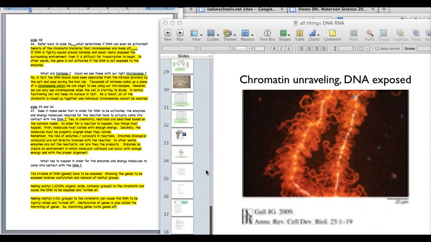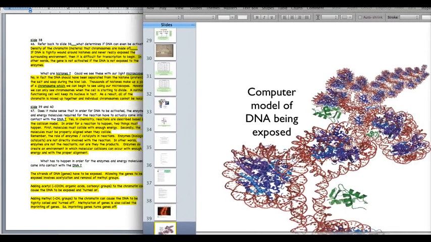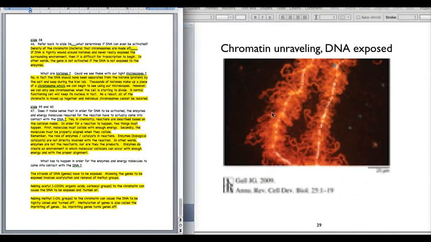I just wanted to emphasize a couple of things. I was trying to get you to think that to turn on a gene, to activate your DNA, the molecules, the enzymes, the energy molecules have to touch it. It's one thing to diffuse into the nucleus. It's another thing to actually touch the DNA that's exposed. The last slide is just a computer model of that same kind of picture, where you can see how it's being exposed.